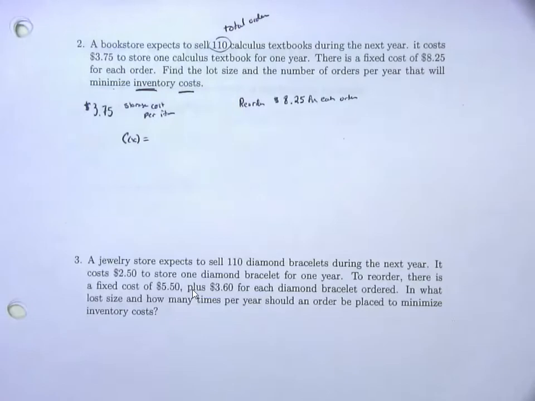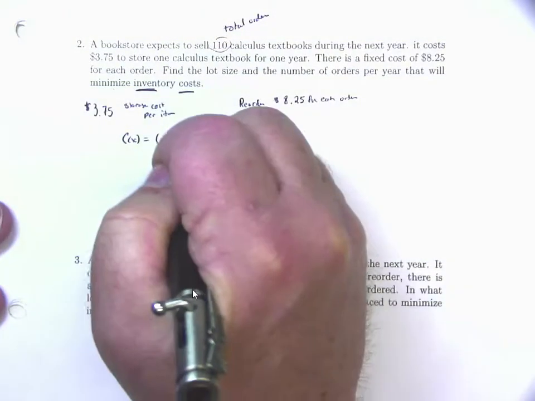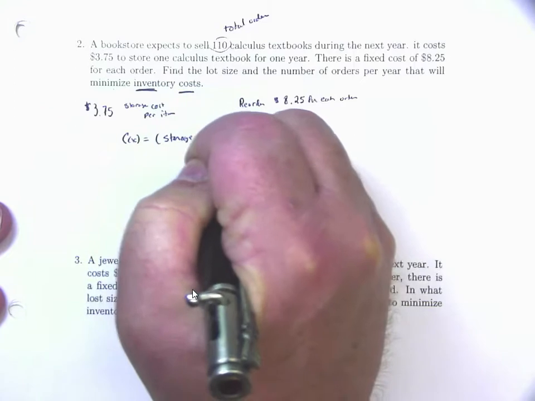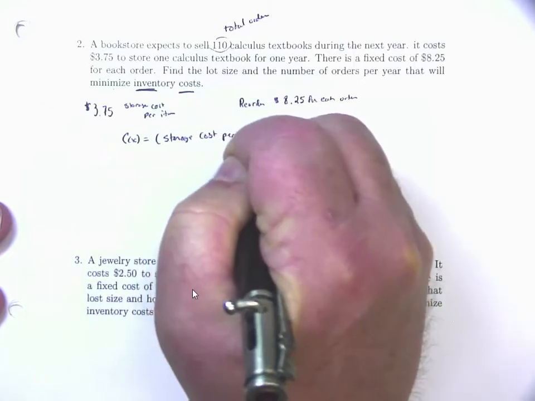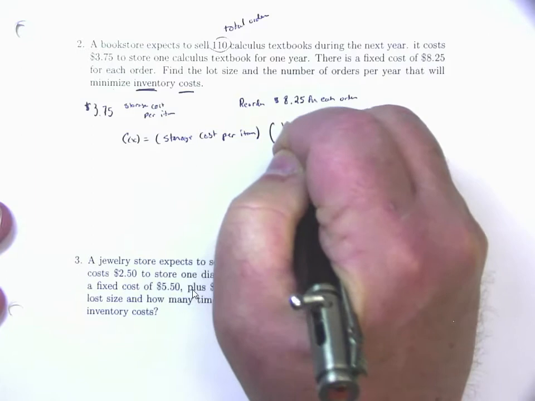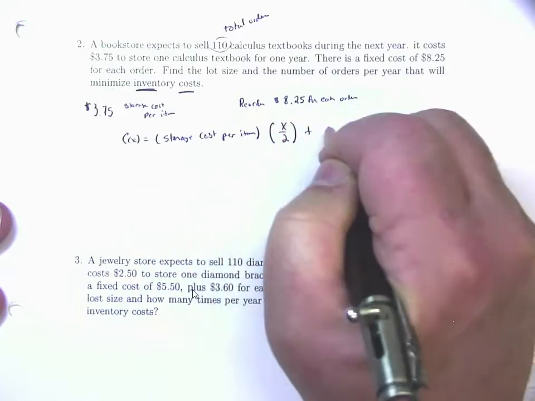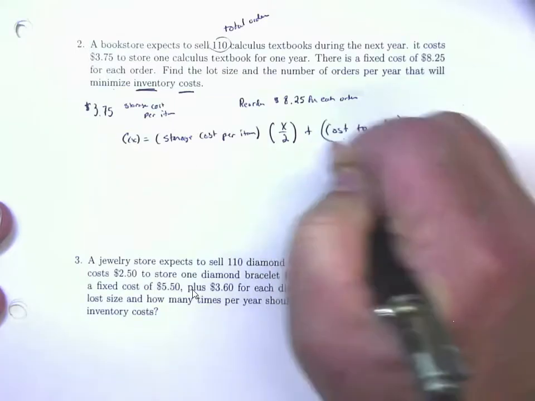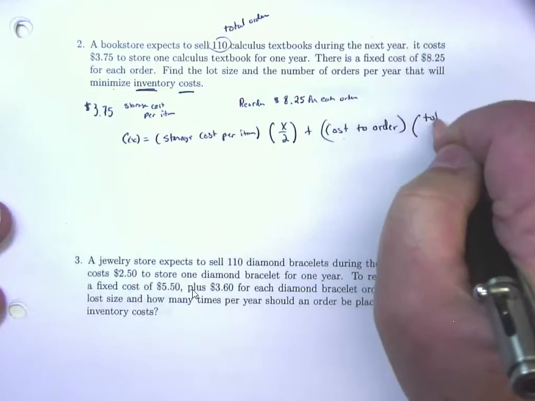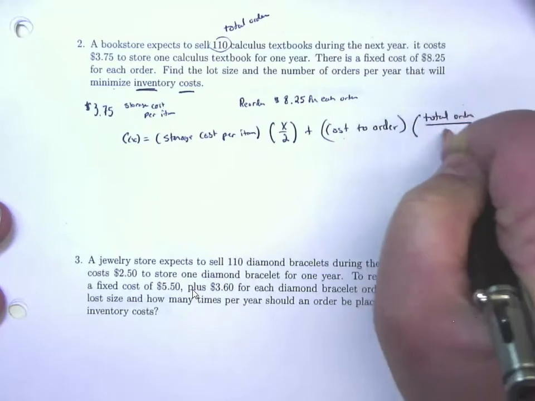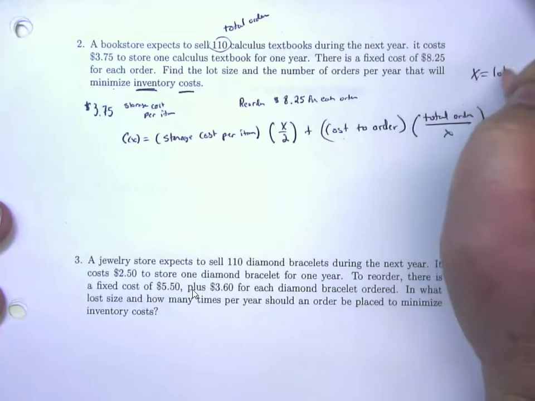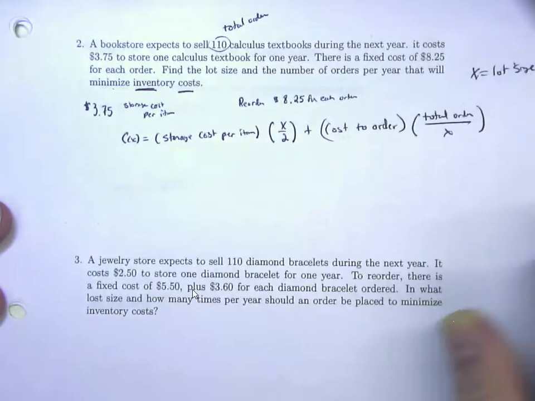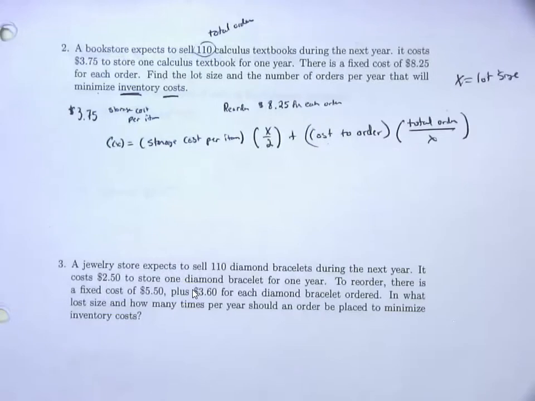Again, the inventory cost formula is equal to, just to remind you, the storage cost per item times X divided by 2, plus the cost to order times total order divided by X. And X equals what we call lot size. So here's my formula. I'm just recopying what we did before. Now let's plug the numbers that we know into this and clean up my equation.